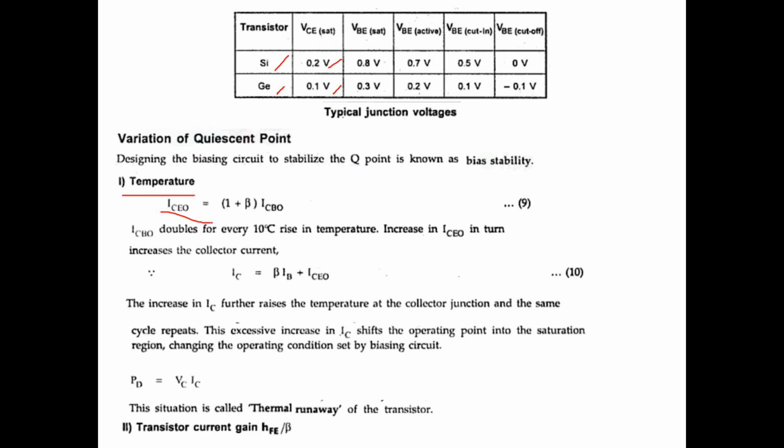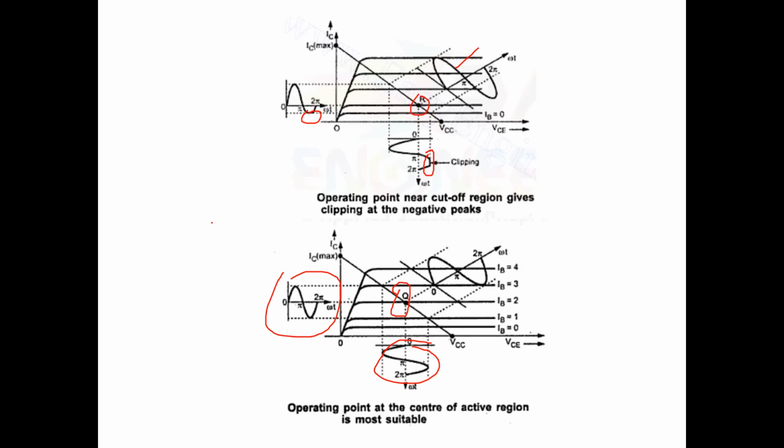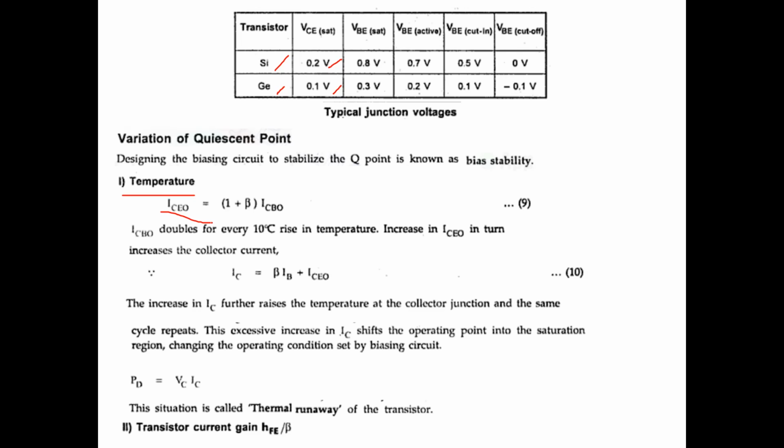The increase in IC further raises the temperature at the collector junction, and the same cycle repeats. That excessive increase in IC shifts the operating point into the saturation region, changing the operating condition set by the biasing circuit. When IC changes, we cannot tell where the IB will intersect the DC load line. It means a shifting of the DC load line will take place, so the Q point is not maintained at the same location, and we get some distortion at the output because of temperature.